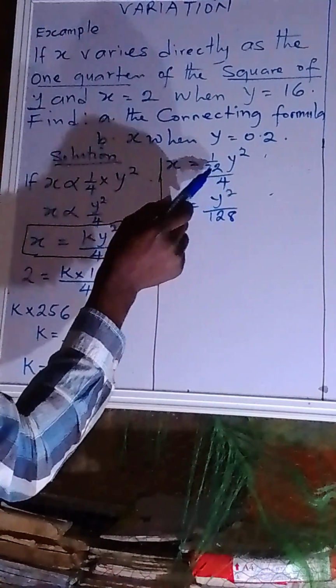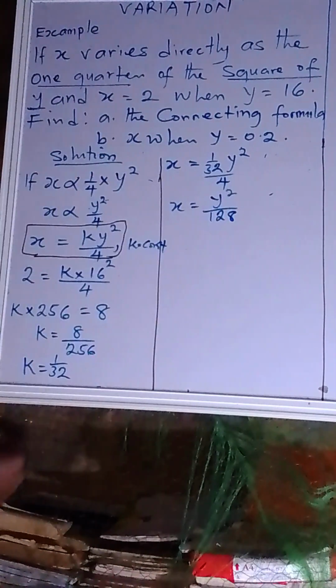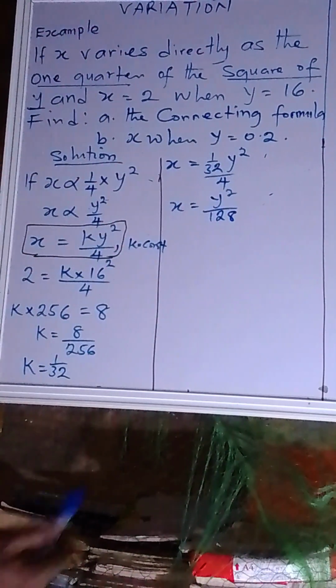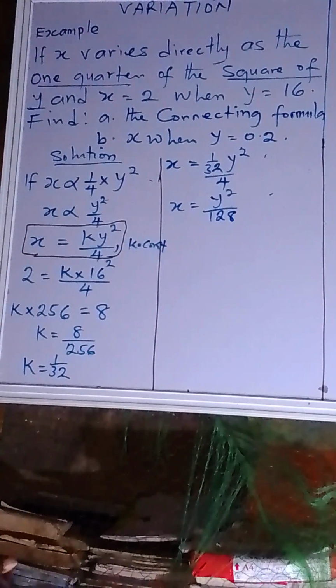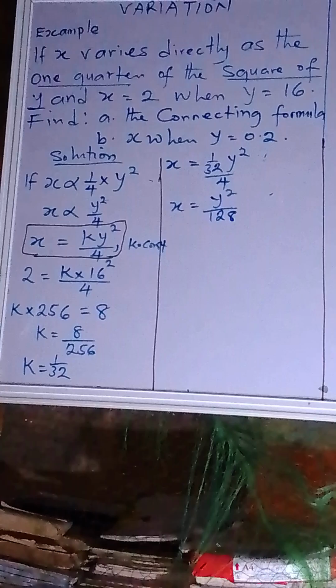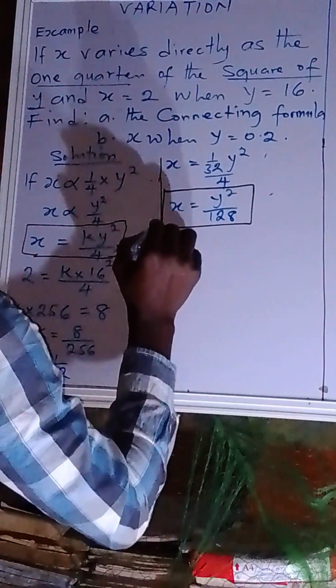So this 4 multiplies itself with 32. So we have 128. So we have y squared. Y squared multiplied by 1, and we have y squared. Alright, so now this is the connecting formula. Can you see the connecting formula? This is it. This is the connecting formula.